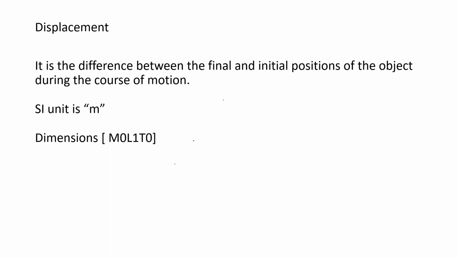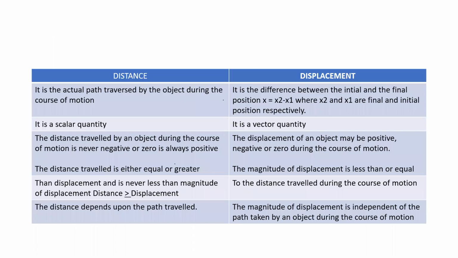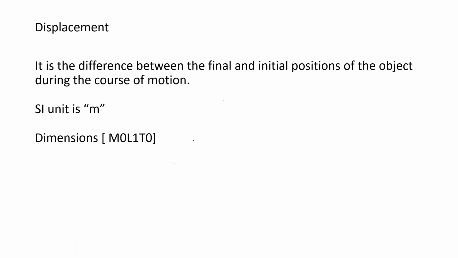Next, displacement. What do you mean by displacement? It is the distance between the final and the initial position of the object during the course of motion. Suppose you go from your home to your friend's home. The initial position is your home, and the final position is your friend's home. The difference between the initial and the final position is called displacement. The unit is the same as distance, meter, and the dimensional formula is M raised to 0, L raised to 1, T raised to 0.